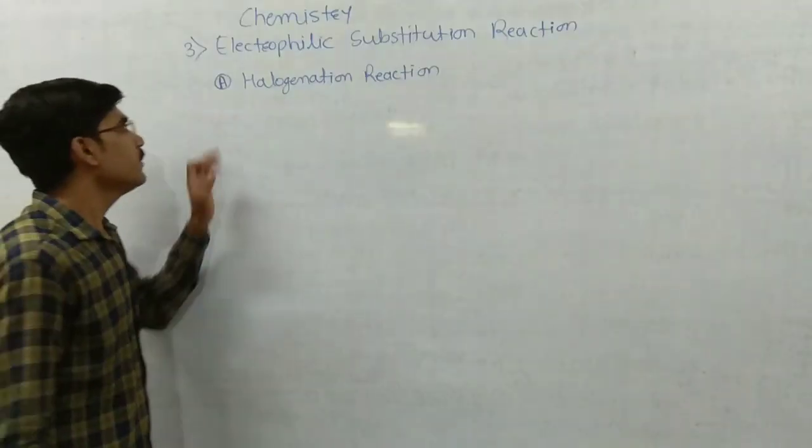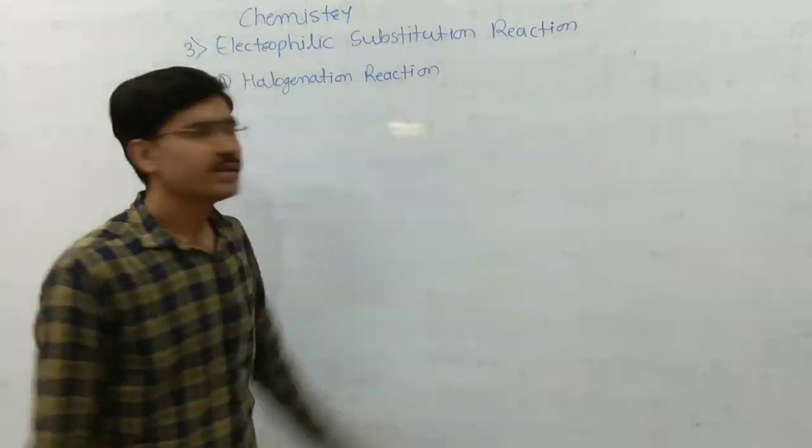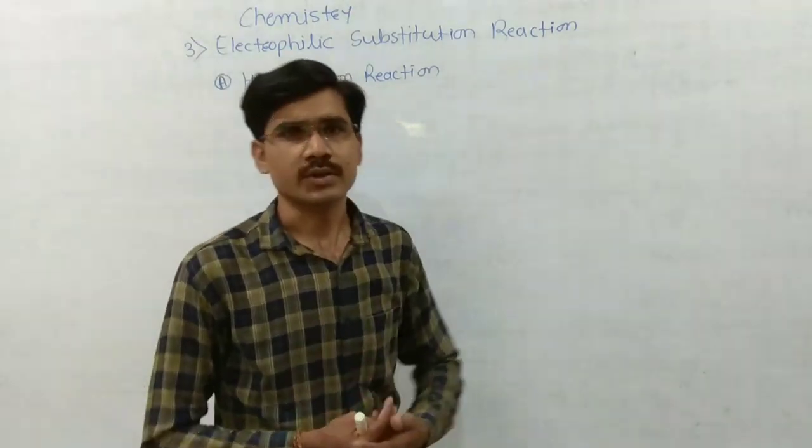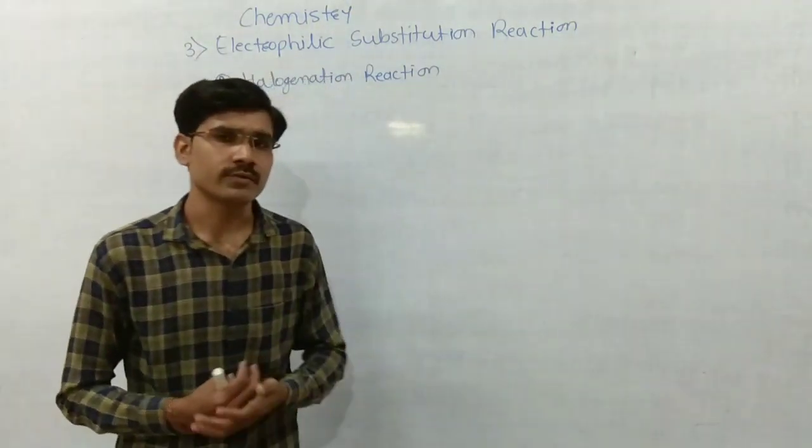First reaction we have to see is halogenation reaction. In halogenation reaction we have to see bromination reaction. Which reaction we have to see?